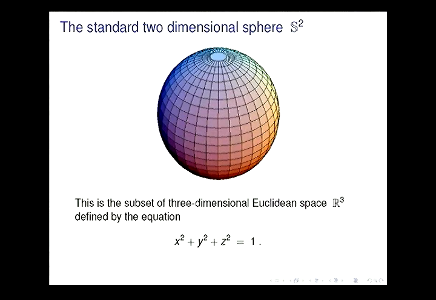And again, we can describe it by an equation. This time there are three real coordinates, x, y, and z. And again, you have the same equation, which goes back to Pythagoras.